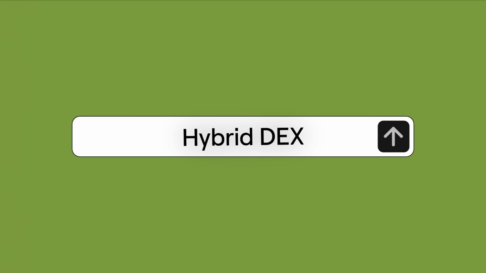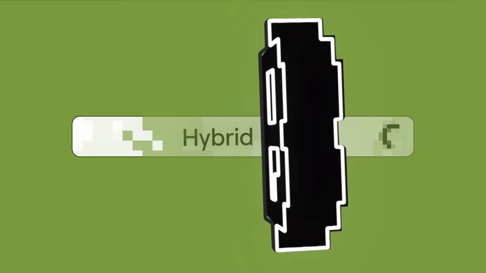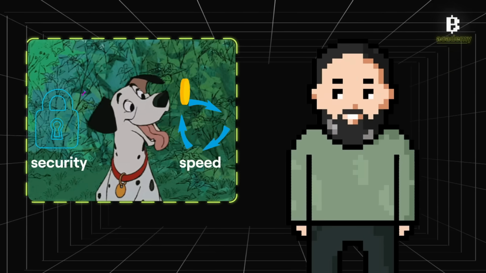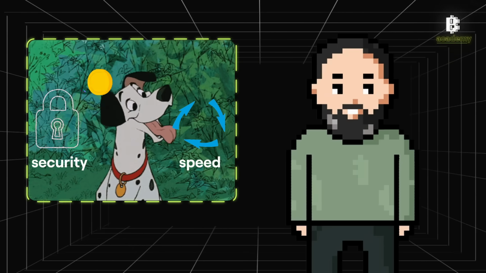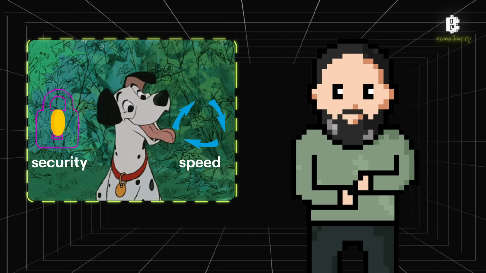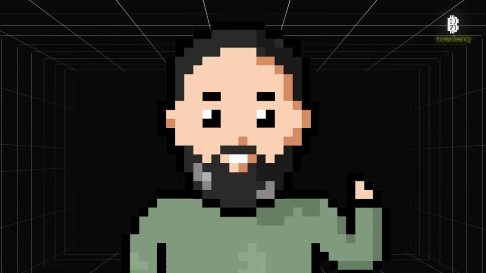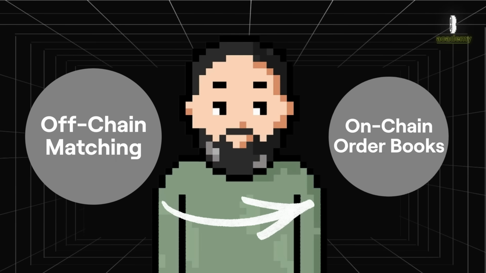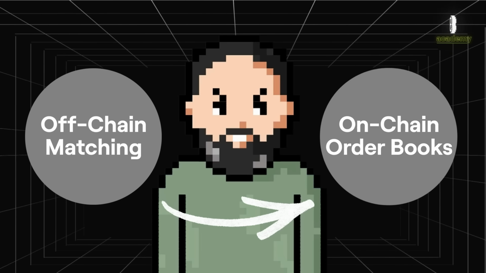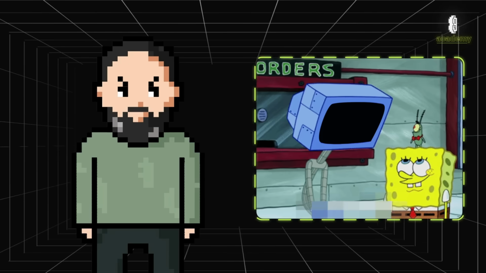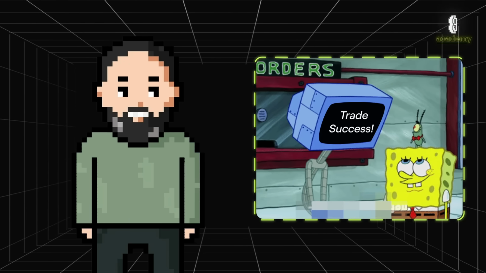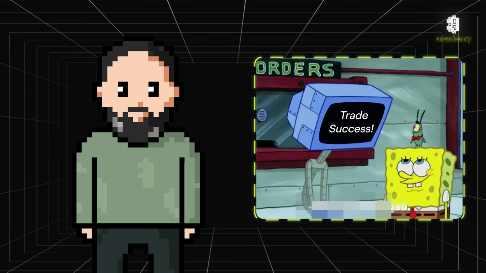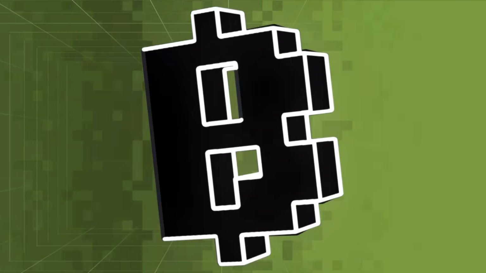First up, hybrid DEXs. Think about it, what if you could have the speed and efficiency of centralized exchanges but still keep control of your funds like a true crypto OG? That's where hybrid DEXs come in. They blend centralized features like off-chain order matching with decentralized tools like on-chain order books. What does that mean for you? Faster trades and a smoother experience, all while staying in control of your assets. It's like having the best of both worlds.